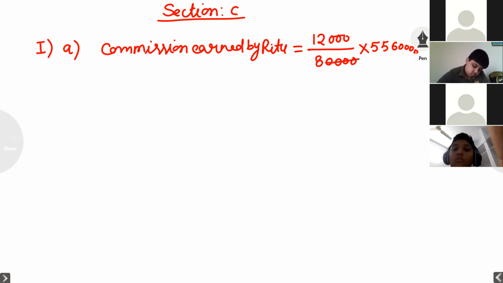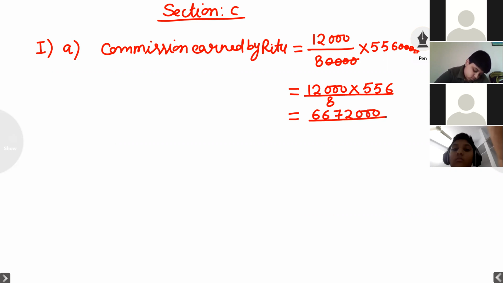This 40, this 40 cancel out. 12,000 into 556 divided by 8. 667,2000 divided by 8 is equal to 8,34,000 rupees.